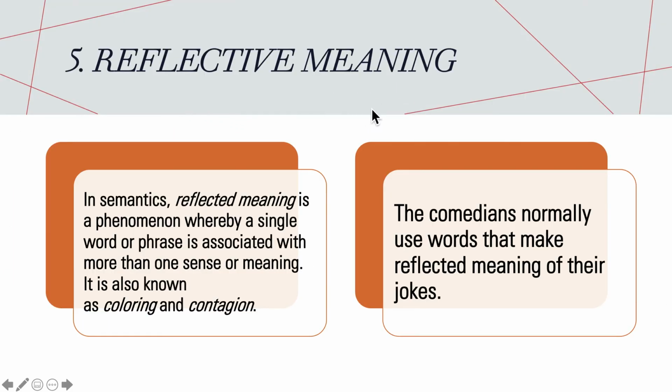Then we have reflective meaning. In semantics, reflected meaning, or sometimes we call it reflective meaning, sometimes reflected meaning, means meaning is reflected back. In semantics, reflected meaning is a phenomenon whereby a single word or phrase is associated with more than one sense or meaning. It is also known as coloring and contagion.